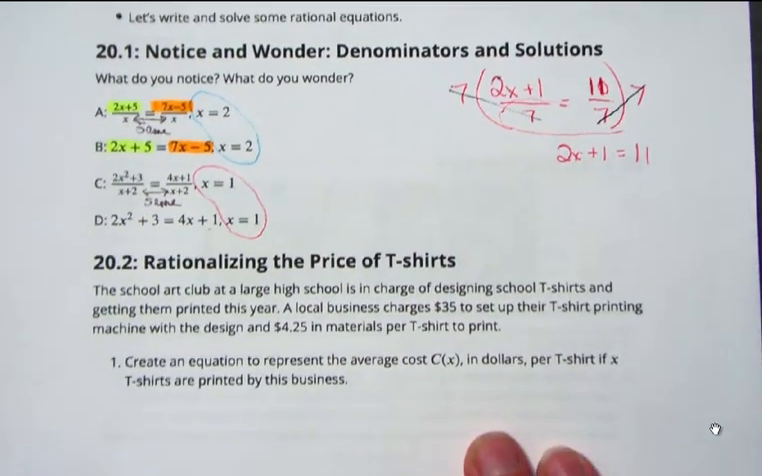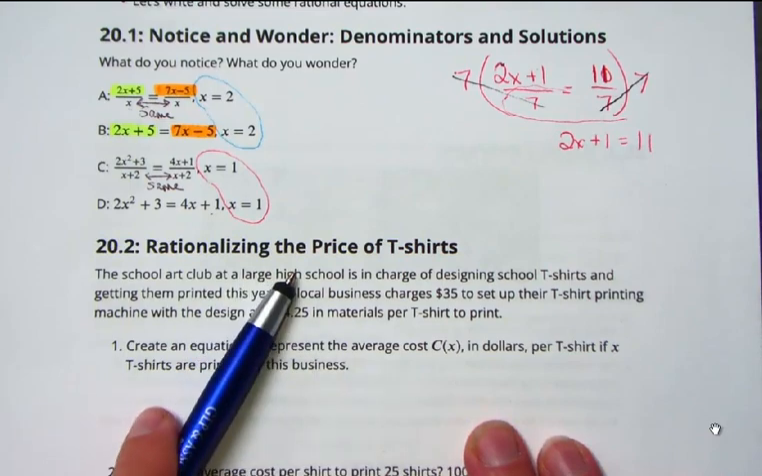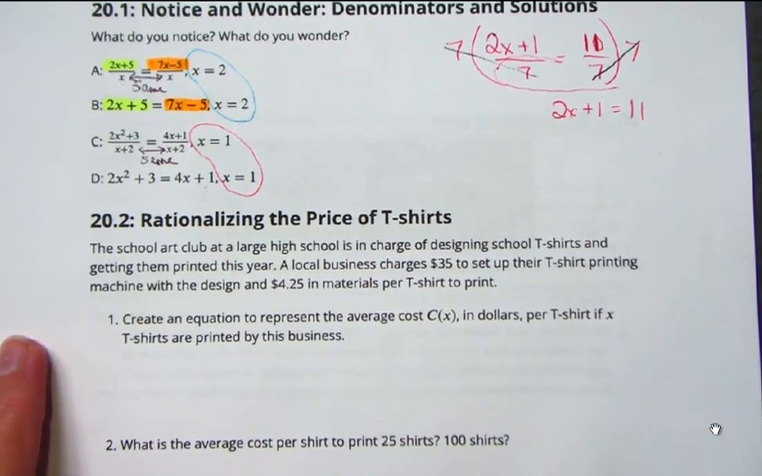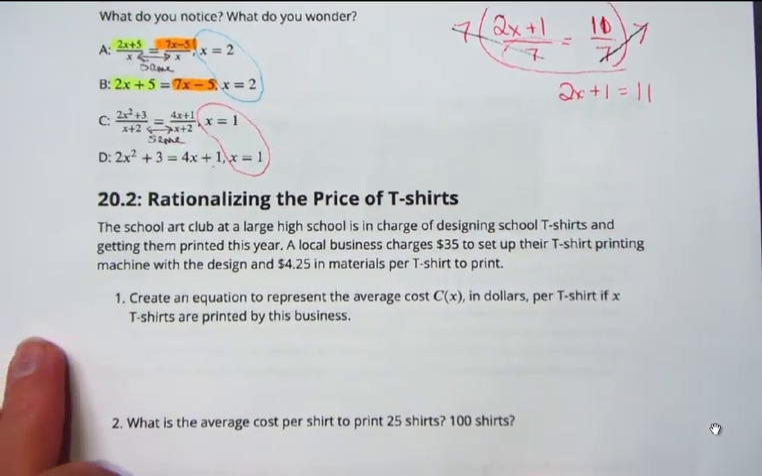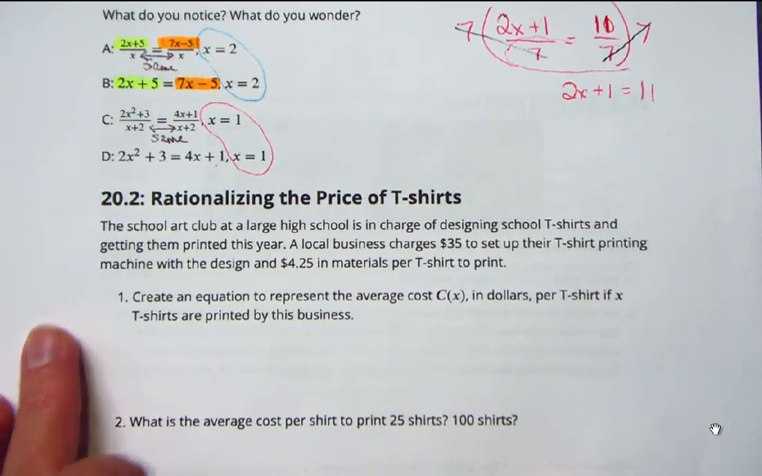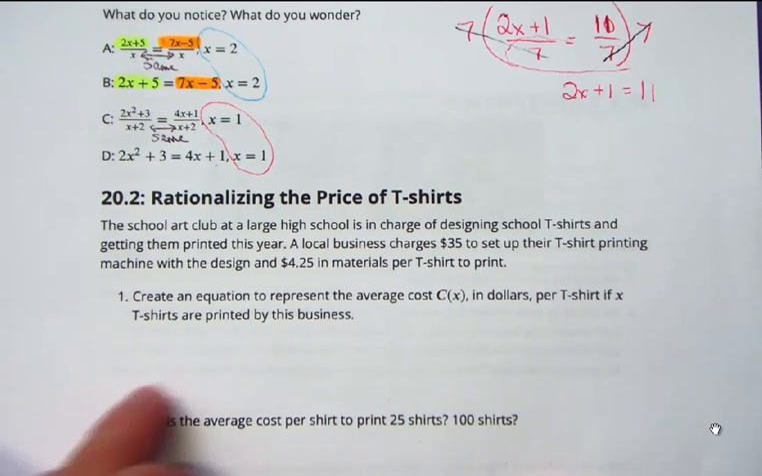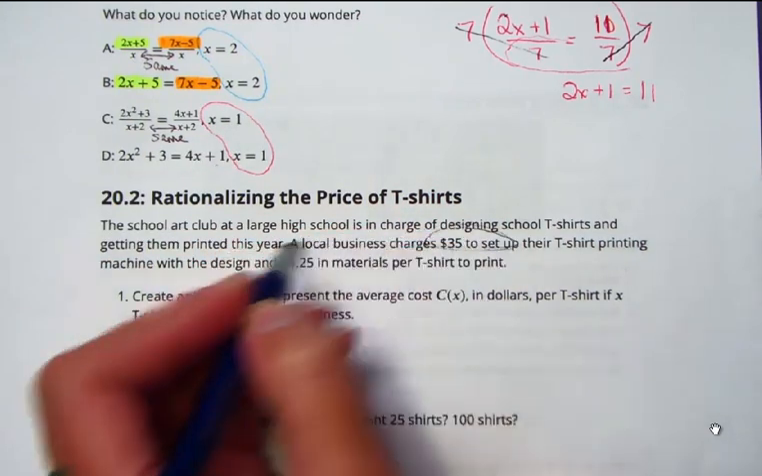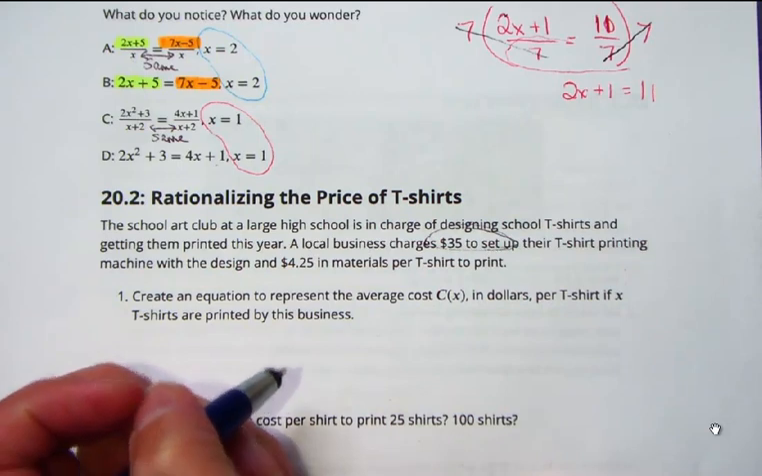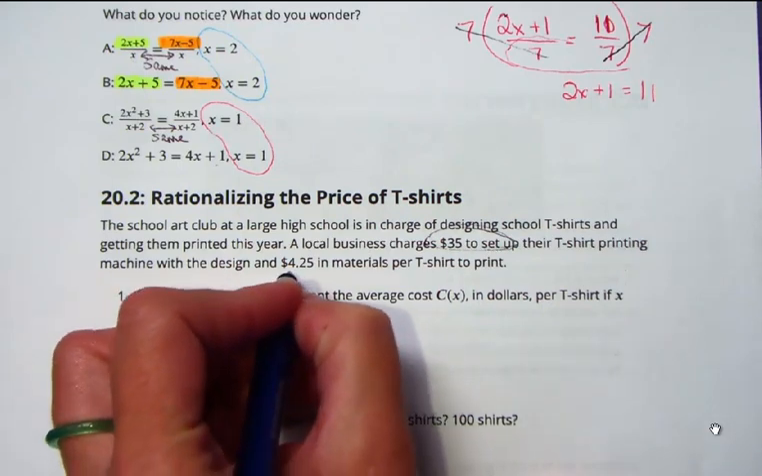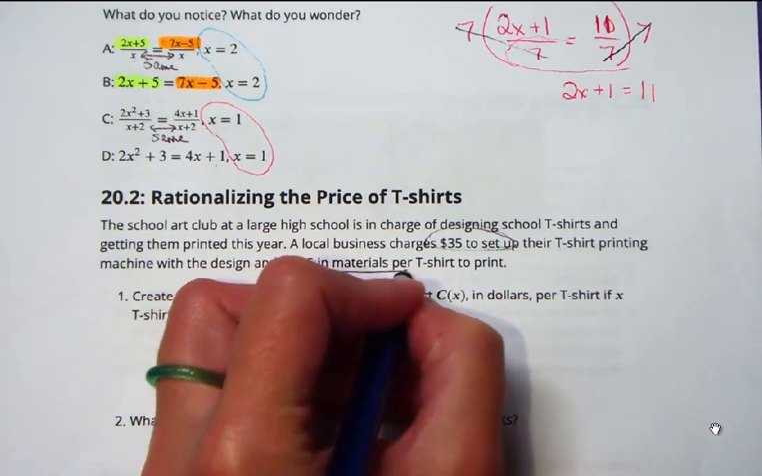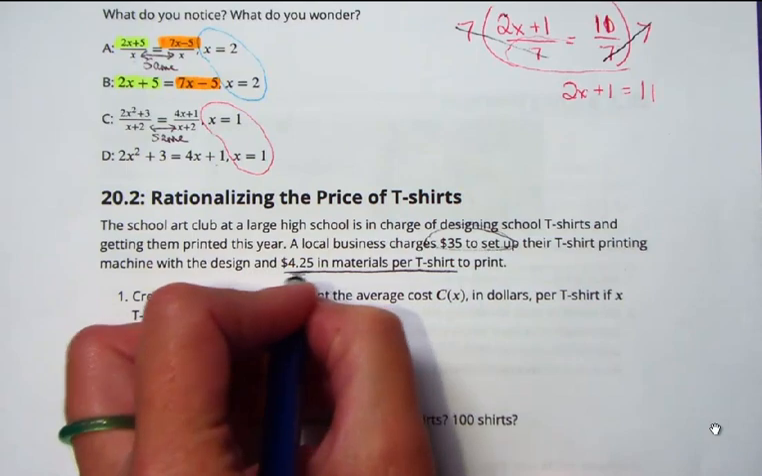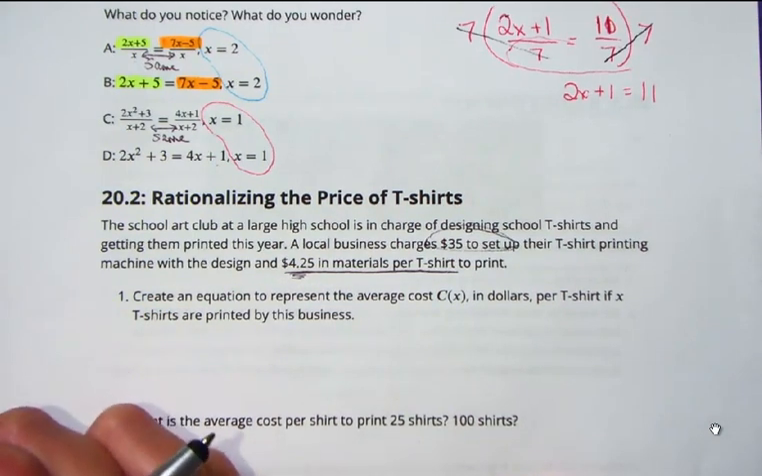Let's see how this is going to start working with rationalizing the price of t-shirts. The school art club at a large high school is in charge of designing school t-shirts and getting them printed. A local business charges $35 to set up their t-shirt. This seems like a flat rate that everyone has to pay. And then $4.25 in materials per t-shirt to print. So the more t-shirts that they buy, the more of this $4.25 they're going to have for each t-shirt.